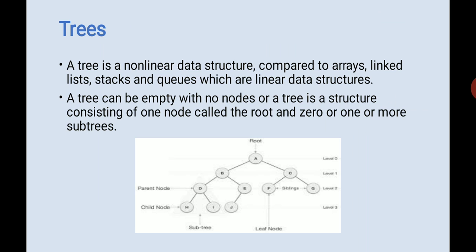A tree can be empty with no nodes, or a tree is a structure consisting of one node called the root and zero or one or more subtrees. So A is the root, B and C are the subtrees of A, and these are the nodes. A happens to be the parent of B and C, B happens to be the parent of D, E, F, and G are the children of C, right? And the last nodes are the leaf nodes, that is, those which do not have any child. Level is defined by your root being at level 0, then the next is level 1, 2, 3. So this is how you do the nomenclature in a tree.